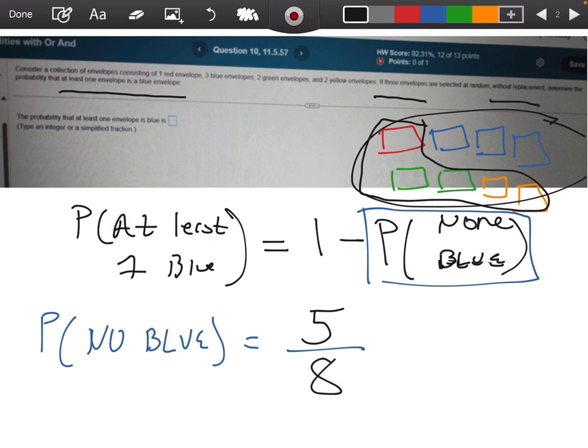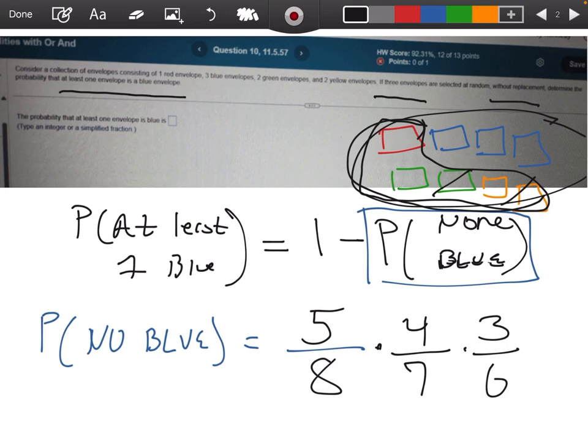Now, the second time we pick, we've already picked one of those envelopes, right? So now we only have 7 envelopes to choose from. And if I'm picking from this group of 5, if we picked one of them, now there's only 4 left. Now, again, if we picked one of those, now there's only 6 envelopes to choose from. But again, we're choosing only these. Now we only have 3 to choose from.